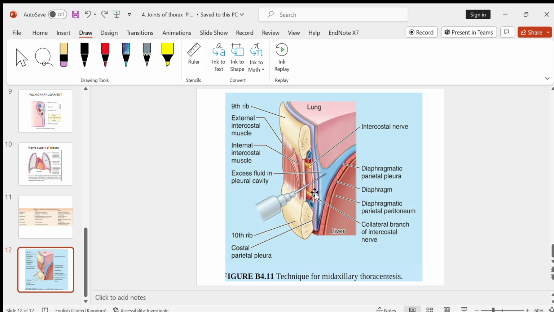As I told you before, the fluid or air, anything that is present in the diseased part of the pleural space, is taken out from the 8th intercostal space, and the needle is passed in the lower part of the intercostal space, so that the neurovascular bundle that is present in the upper part of the intercostal space is not disturbed or damaged.